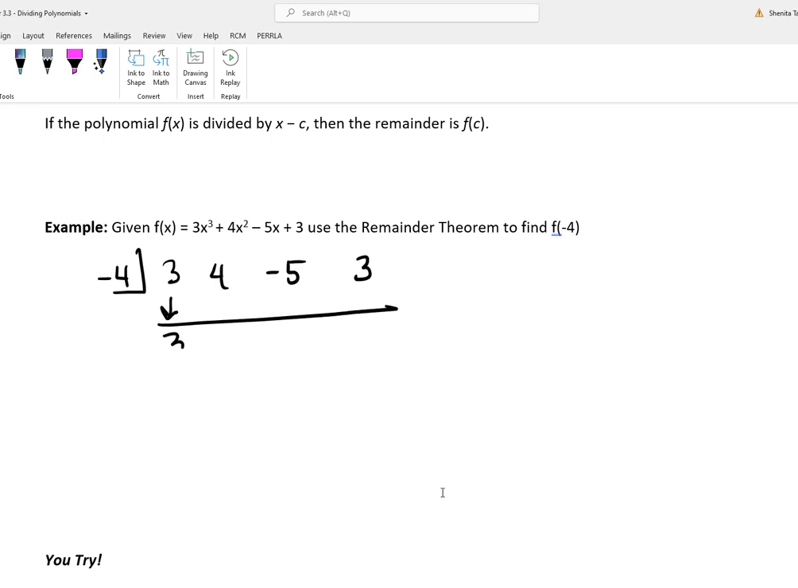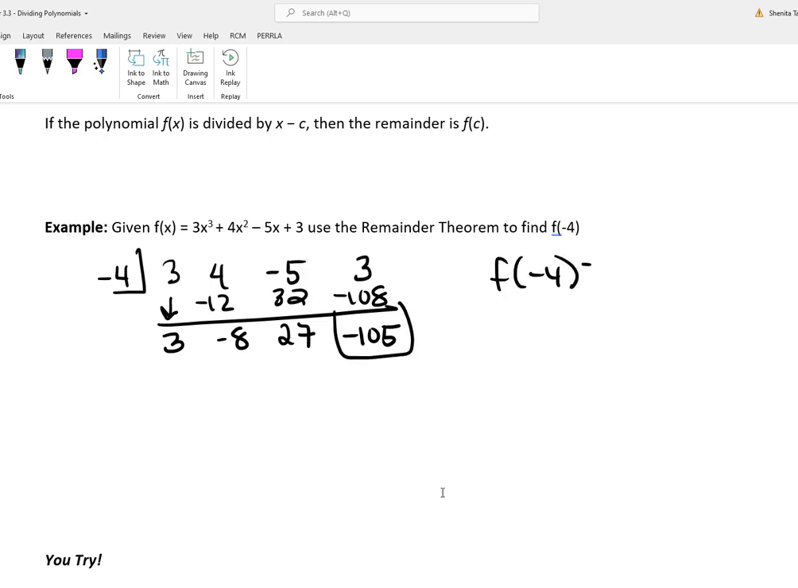So let's bring down this 3, and we'll go ahead and multiply. Negative 4 times 3 is negative 12. Added with the 4, you get negative 8. Negative 4 times negative 8 is a positive 32. Added with negative 5, you get 27. Negative 4 times 27 is negative 108. You get a negative 105. This is my remainder. So f of negative 4 is equal to negative 105.